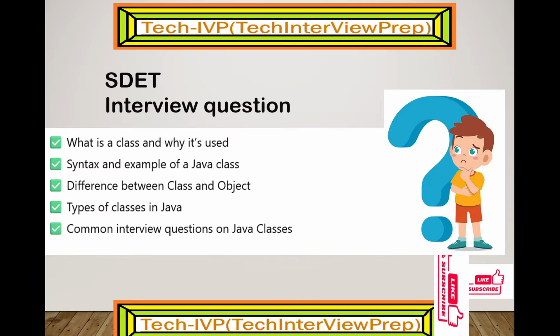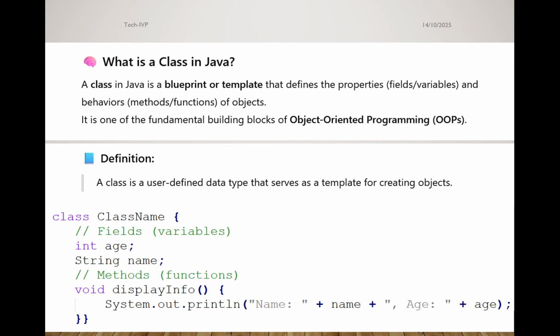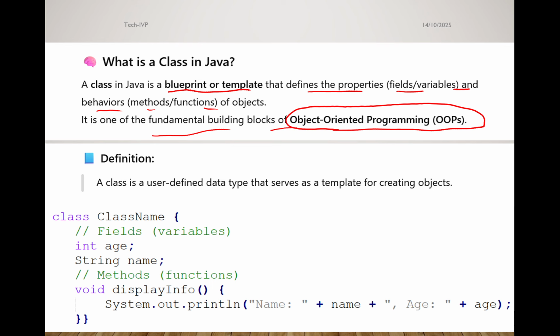So let's start. The first one is, what is class in Java? A class in Java is a blueprint or a template that defines the properties (fields, variables) and behavior (methods, functions) of the object. It is one of the fundamental building blocks of object oriented programming.